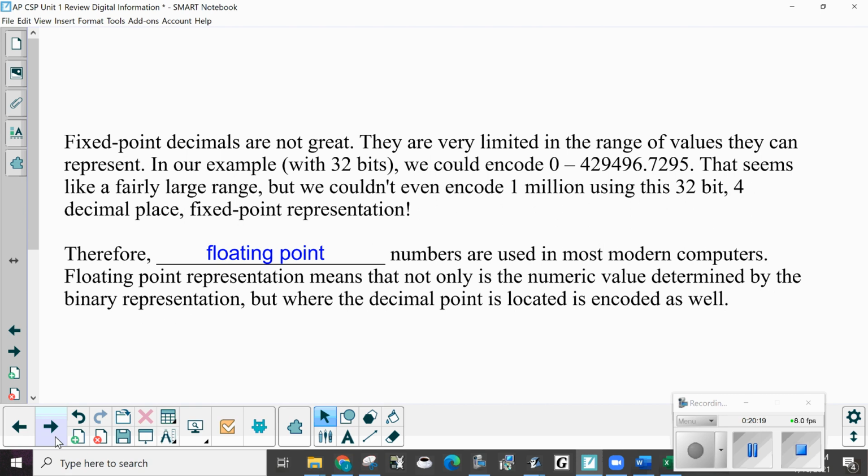Therefore, we have floating point. Floating point numbers are used in most modern computers. Floating point representation means that not only is the numeric value determined by the binary representation, but where the decimal point is located is encoded as well.